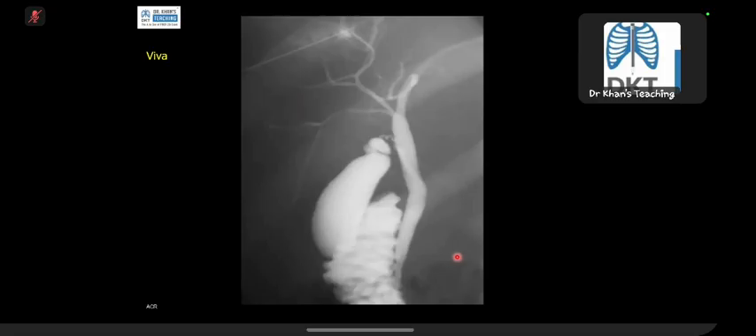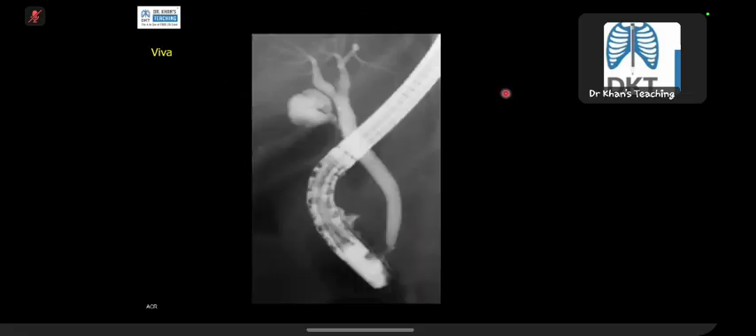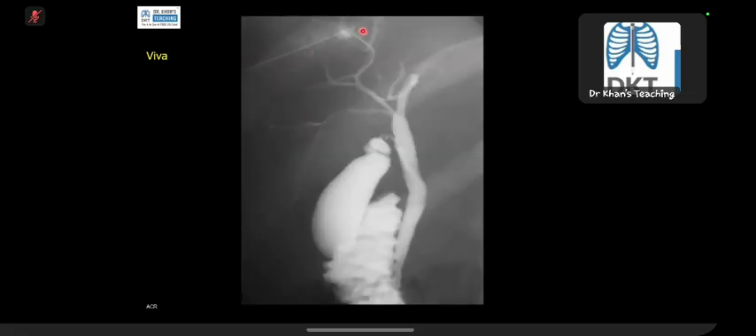Rapid fire. Which investigation is this? Do you see this needle? This is a PTC. The needle is there. In ERCP, there will be a cobra sitting inside. Remember it like this. Please remember PTC can only be done if intrahepatic ducts are dilated. A radiologist will do it for you, right? So this is the needle.